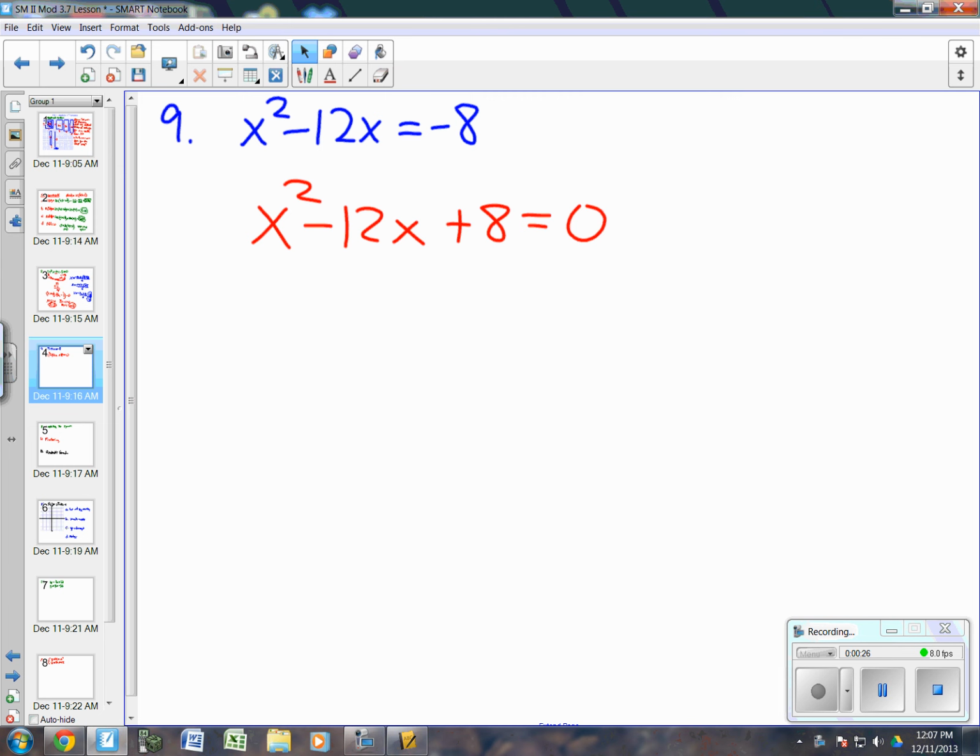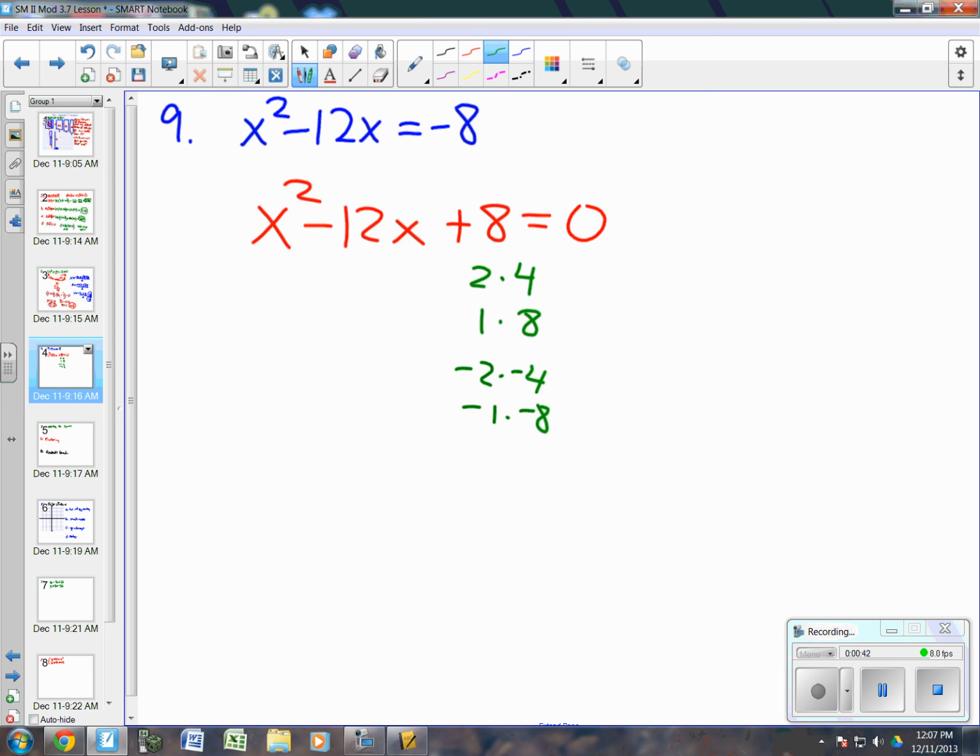Okay, you guys, number 9. If you notice, 2 times 4, 1 times 8, we're making them both negative, like negative 2 times negative 4, negative 1 times negative 8, are the only possibilities of numbers you can multiply together and get 8. Well, none of them is going to add up to 12, right? Because the coefficient's 1 over here. So you know right away, you can't do it by factoring, okay?